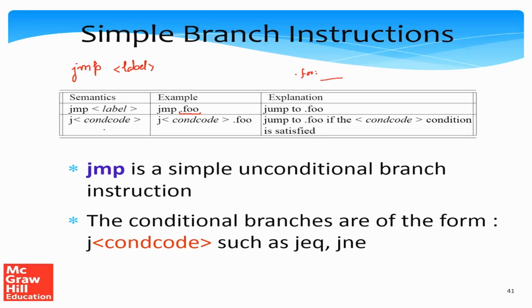x86 also has a lot of conditional branches. Conditional branches are very similar. Recall that in ARM and simple RISC, the conditional branches were of the form B and then the condition code.